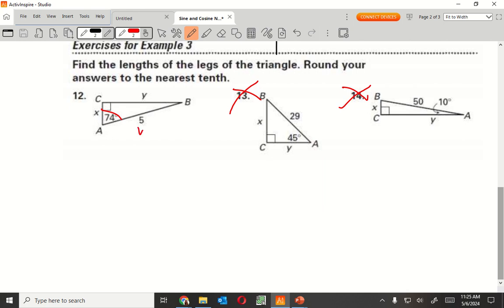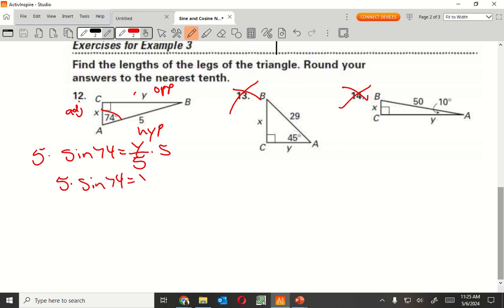All right, so from this angle right here, this one's my hypotenuse, this one is opposite, this one over here is adjacent. So I'm labeling it first and then doing my work. I'm going to do the opposite and hypotenuse, so that's going to be sine of 74 is y over 5. Y, right here. Multiply both sides by 5. 5 times sine 74 is equal to y.